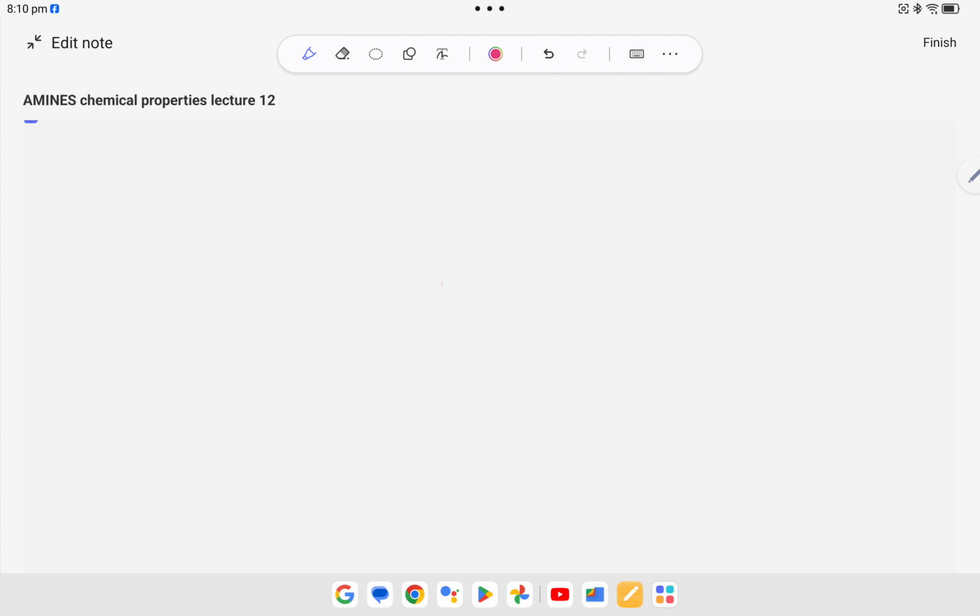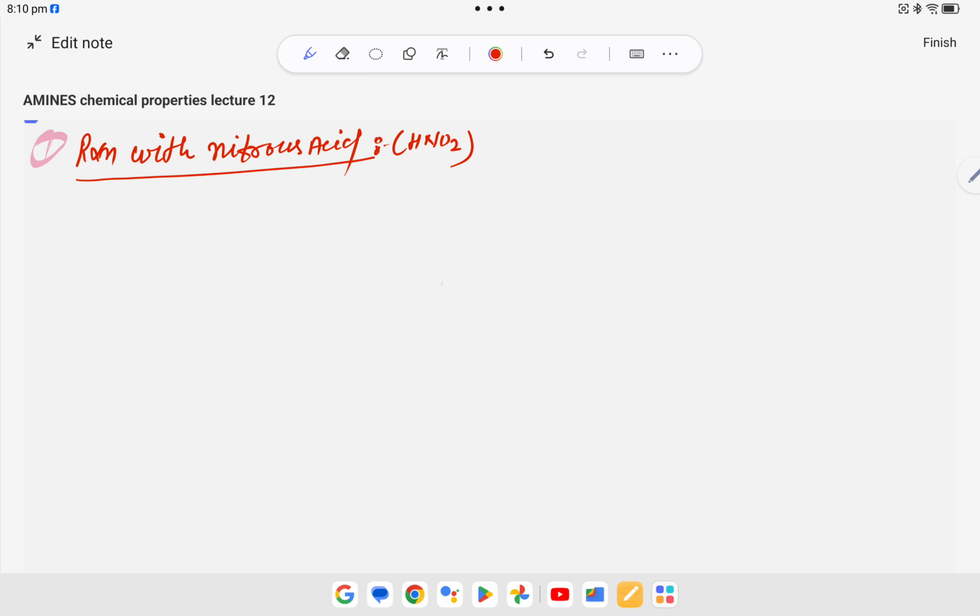So the chemical property: reaction with nitrous acid. What is nitrous acid, children? Nitrous acid is HNO2, that is called nitrous acid.